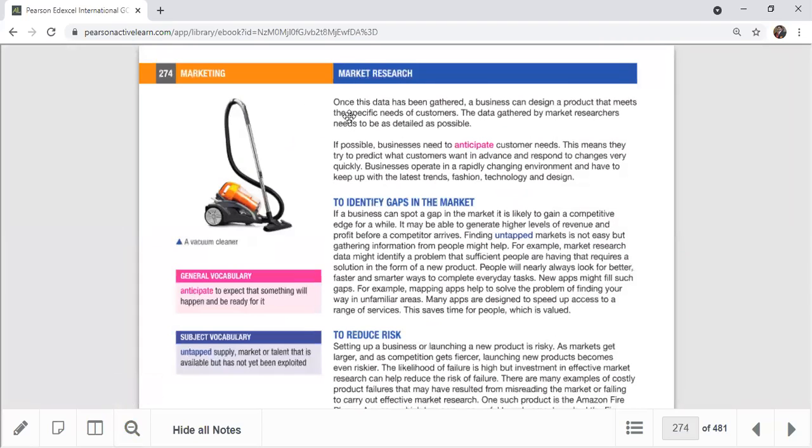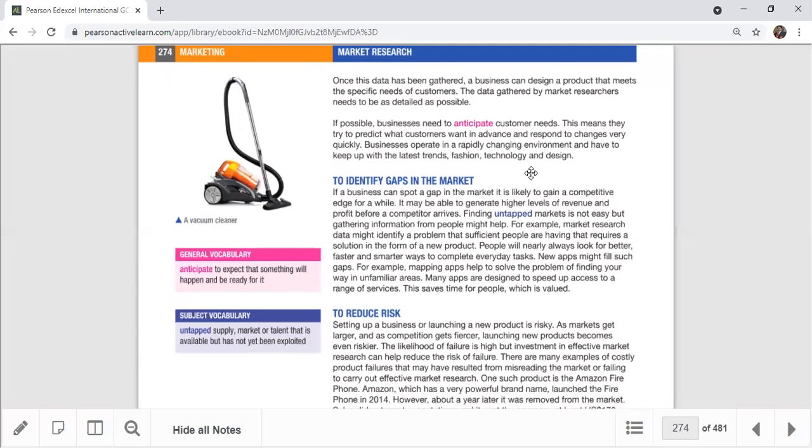So once this data has been gathered, the business can design a product that meets the specific needs of customers. The data gathered by market researchers needs to be as detailed as possible. If possible, the business needs to anticipate customer needs, which means they try to predict what customers want in advance and respond to changes very quickly. Businesses operate in a rapidly changing environment and have to keep up with the latest trends, fashion, technology, and design.